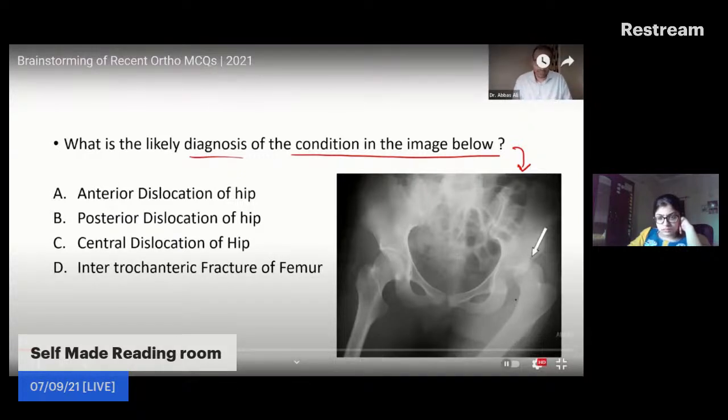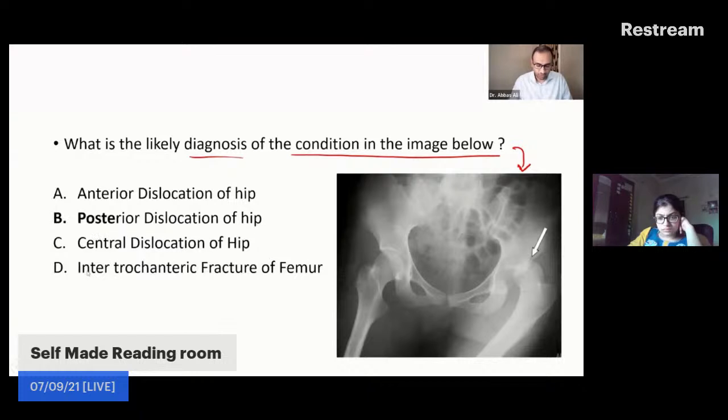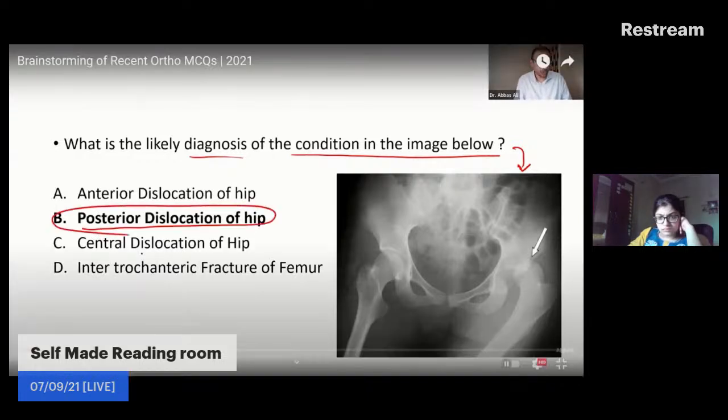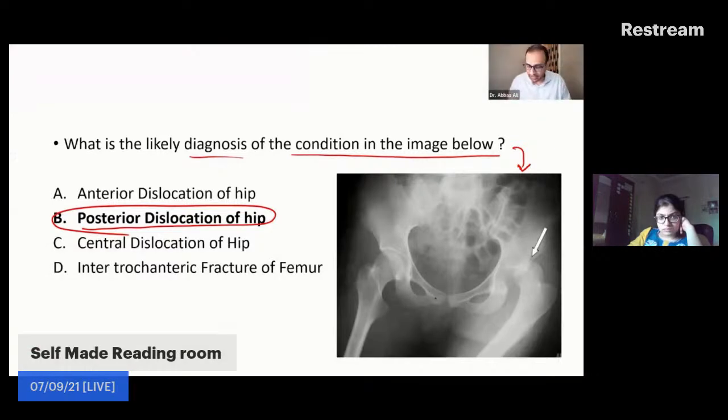Right. So this image shows you posterior dislocation of hip. How could you say that, everyone? Simple. Whenever you get an X-ray of pelvis with both the hips, the first line that you see is Shenton's line. Here the Shenton's line is intact. Here the Shenton's line is broken. Shenton's line is broken. First thing. Second thing, the head is outside the acetabulum, meaning dislocation.